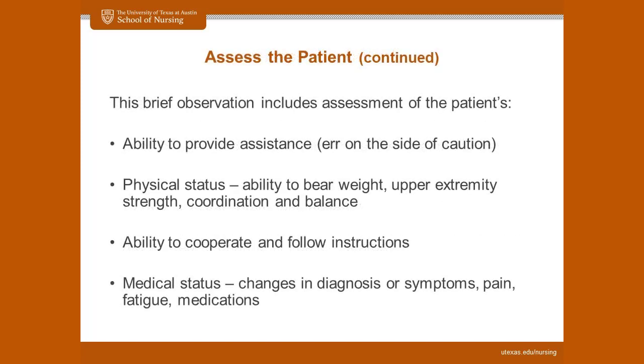This brief observation includes assessment of the patient's ability to provide assistance, err on the side of caution, physical status or the ability to bear weight, upper extremity strength and coordination and balance, the ability for the patient to cooperate and follow instructions, and the patient's medical status, which includes changes in their diagnosis or symptoms, pain, fatigue, and medications.